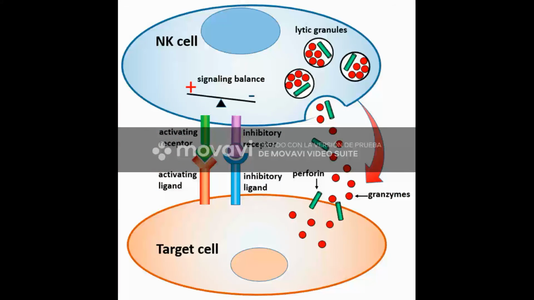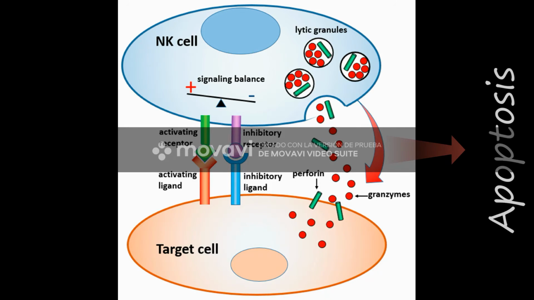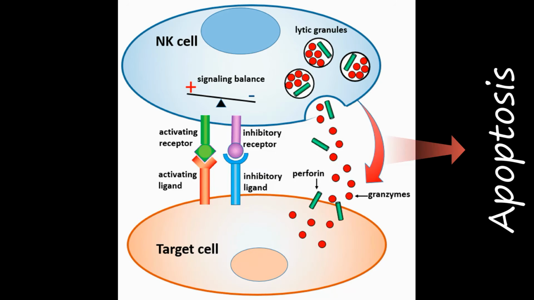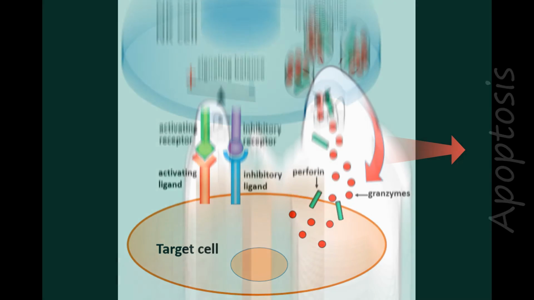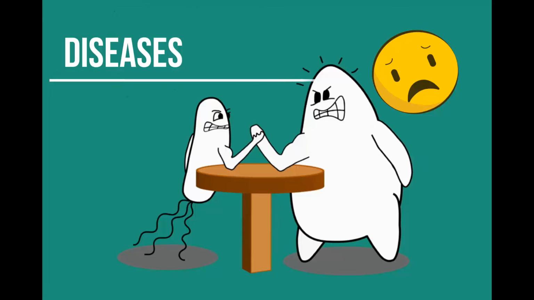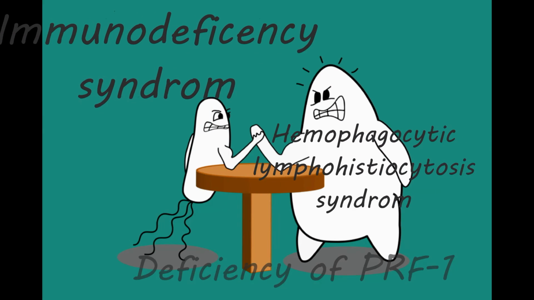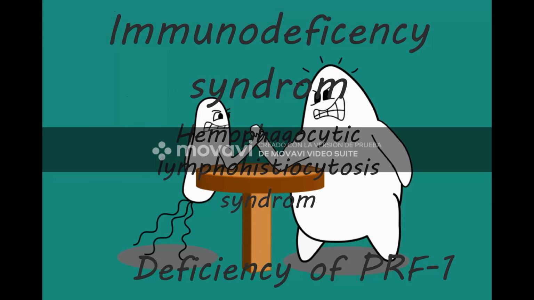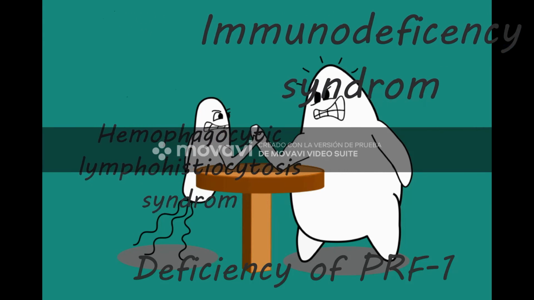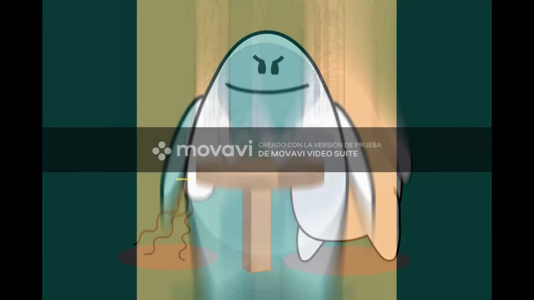Returning to NK cells, they produce apoptosis. Apoptosis is a controlled way of cellular killing that is essential for the correct development of bodies. Some diseases related to perforin are immunodeficiency syndrome, hemophagocytic lymphohistiocytosis syndrome, and the deficiency of PRF1.